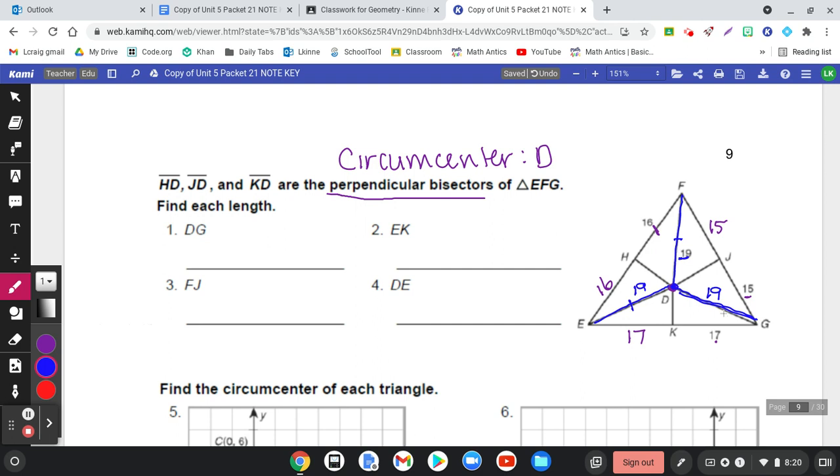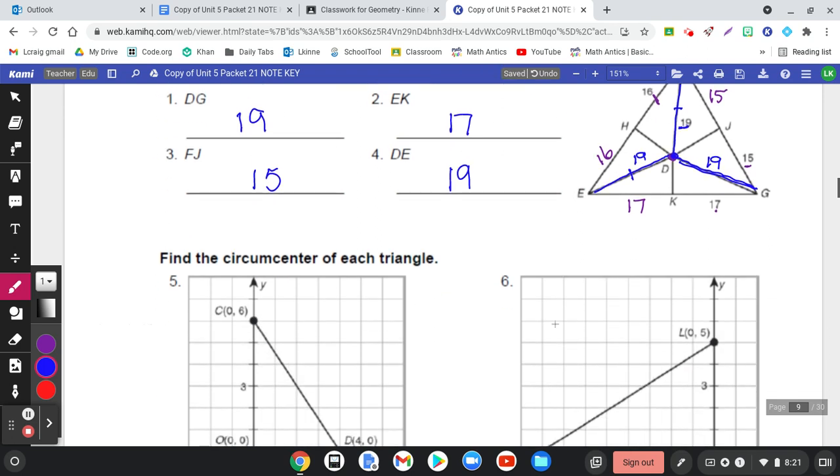So from D out to G, 19. EK, 17. FJ up here, 15. And from D out to E is also 19. All right, so again, it cuts the sides in half, same distance to your angles.